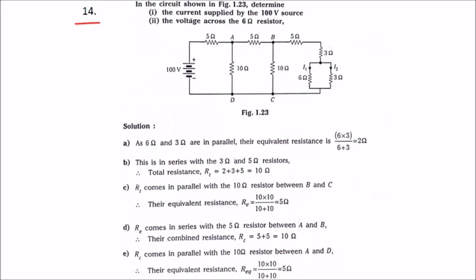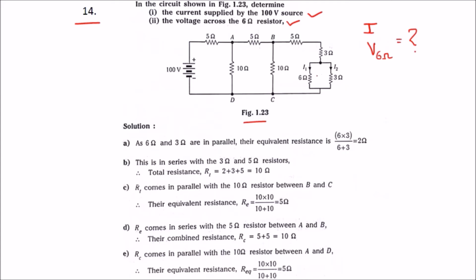Problem number 14. In the circuit shown in figure 1.23, determine the current supplied by the 100 volt source and the voltage across the 6 ohm resistor. So this is the circuit, figure 1.23. They are telling us to find the supply current, that is I, and also the voltage across the 6 ohm resistor. So first we need to find I. That can be found out by the equivalent resistance.